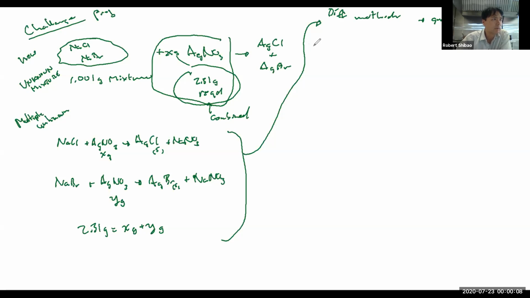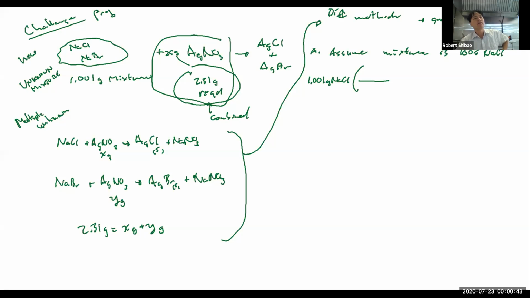Okay, well, we're going to assume the mixture is 100% sodium chloride. If the mixture is 100% sodium chloride, then what that means is I have 1.001 grams of sodium chloride. Then it's easy. I'll go from grams of sodium chloride to moles of sodium chloride.